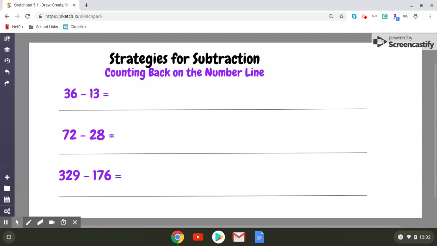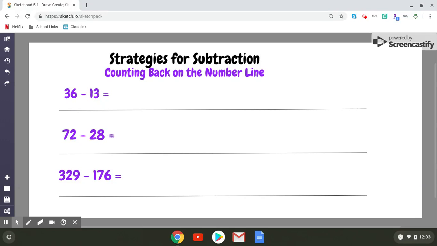Hi everyone, this is Mrs. Harrington, and right now I'm going to show you one of the strategies for subtraction, which is counting back on the number line. So just like when we did addition, we're going to want to use landmarks like tens and hundreds when we subtract, and we're also going to want to count back to a 10 when we're going through one, as you're going to see when we do these problems together.